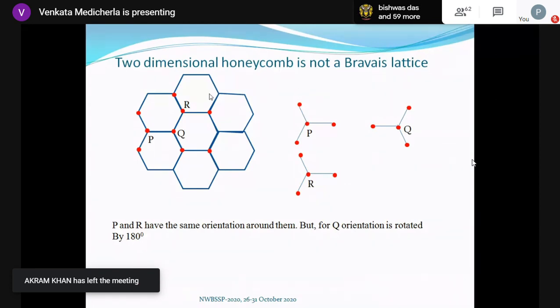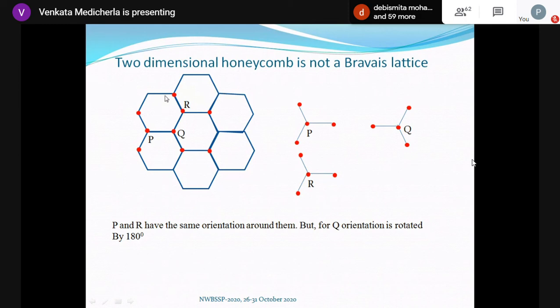So you see, when you have this kind of structure, it is periodic. There is no doubt. It is periodically arranged. Okay. So now I take 3 points P, Q, and R. Let us look at the symmetry, because I told you the definition of a Bravais lattice is that all points should have the same symmetry and orientation also. Suppose you take point P, I have shown it here separately. You see around point P, it looks like this, the symmetry.